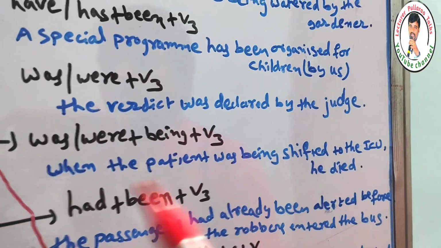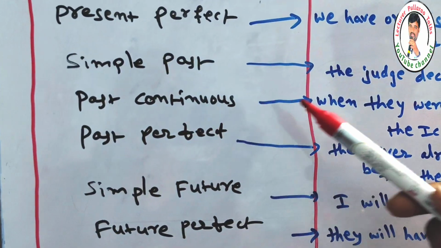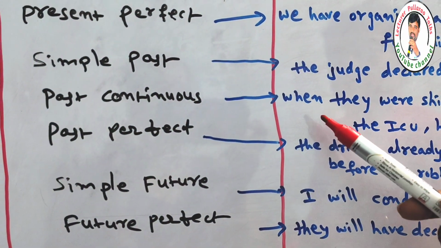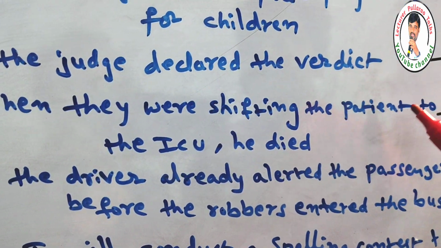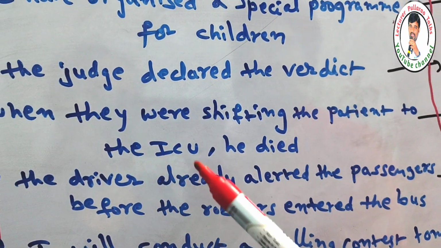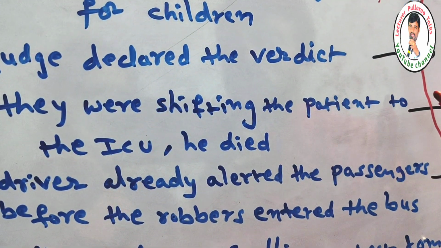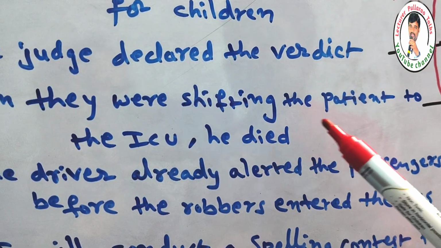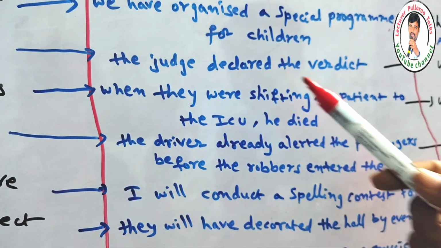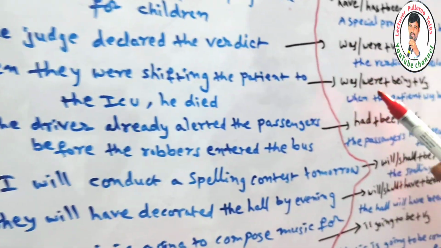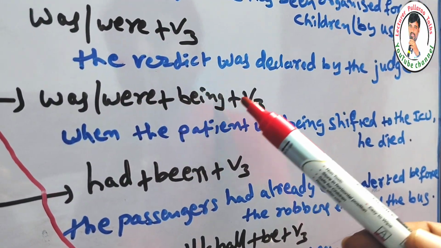Now, past continuous. Let's move. This is an example. When they were shifting the patient to the ICU, he died. Were plus ing, past continuous. Now, this is the structure for past continuous in passive: was or were plus being plus V3.